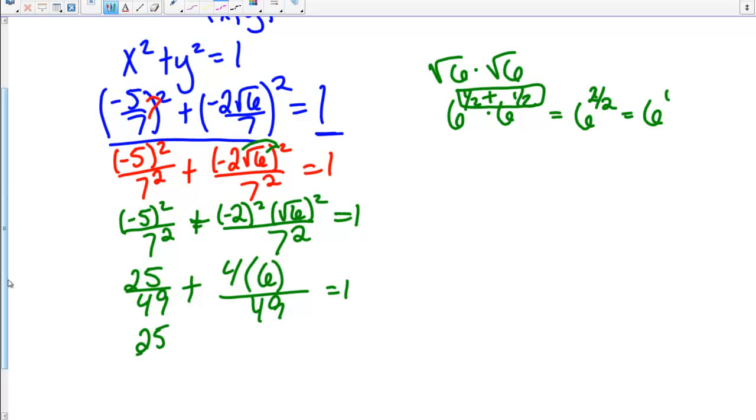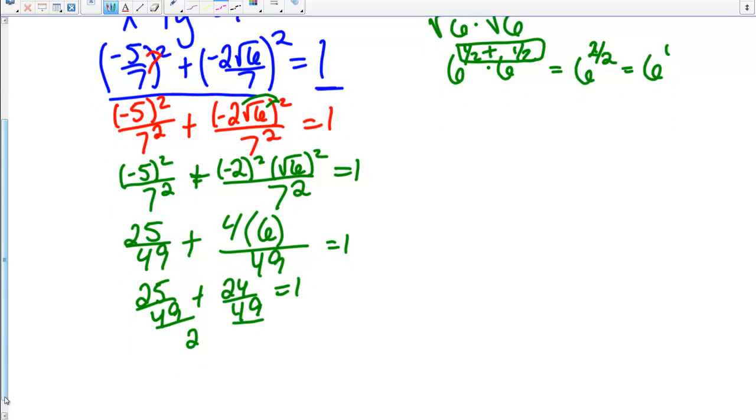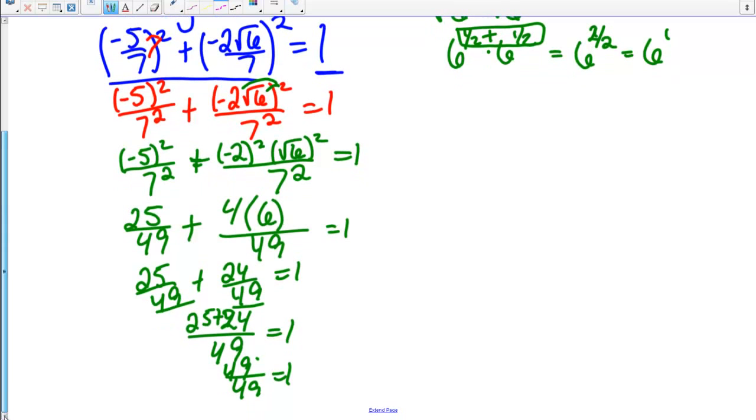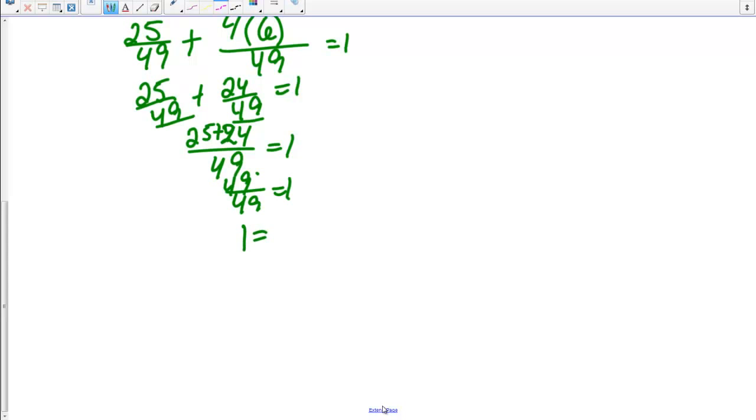So we have 25 over 49 plus 24 over 49 equals 1. They have a common denominator of 49, so we can go ahead and add across the top. So 25 plus 24 over 49 equals 1, and that gives us 49 over 49 equals 1. So 49 divided by 49 is what? That is just 1. So 1 equals 1, and that is true. So that means that our point satisfies our equation.